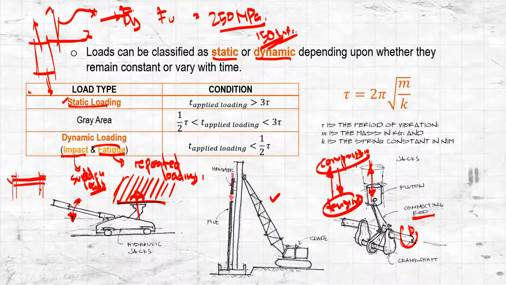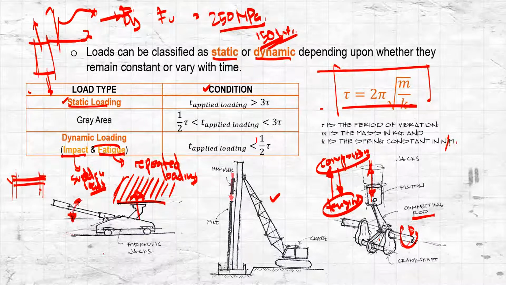Anyway, how do we know if the loading is a static loading or a dynamic loading? That depends upon this equation. Okay, if this time of applied loading is greater than 3 tau, where tau is the period of vibration, m is the mass, and k is the spring constant in Newton per meter. Okay, so we have this condition to be able to determine if the loading is static or dynamic.